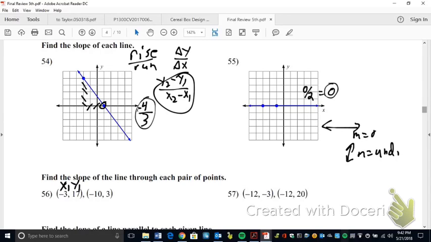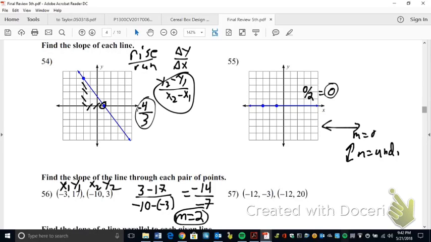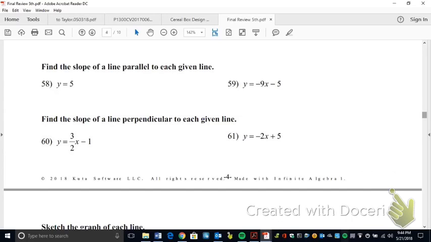So 56, we're going to go x1, y1, x2, y2. So we're going to go ahead and label these x1, y1, x2, y2, and then just plug it into that formula. So we have 3 minus 17 over -10 minus -3. It's going to be negative, or 9 is 10 plus 3. So we get negative 14 over negative 7, which gives us a slope of 2. And that's it.